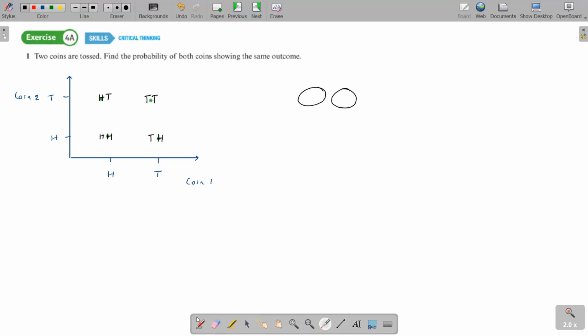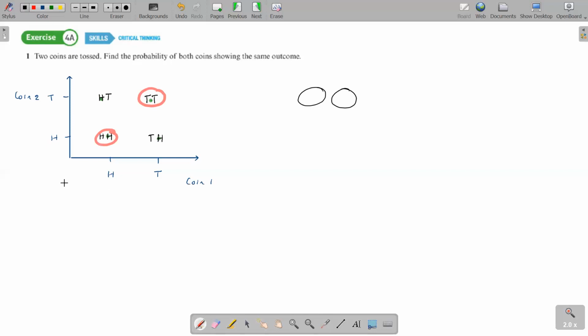So two coins are tossed. Find the probability of both coins showing the same outcome. Both coins showing the same outcome means either both coins are going to be heads or both coins are going to be tails. Isn't it? Same outcome means both are heads or both are tails. So how many such outcomes are there? You can see 2 such outcomes are there, right?